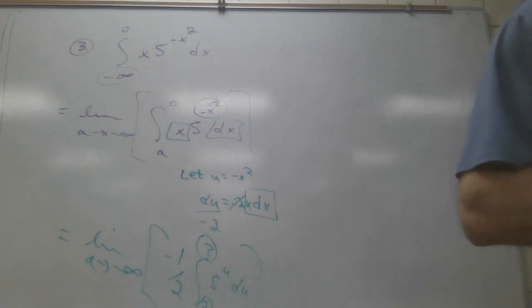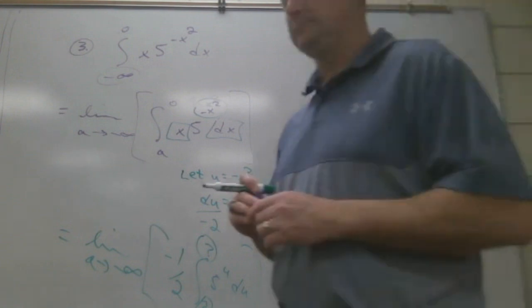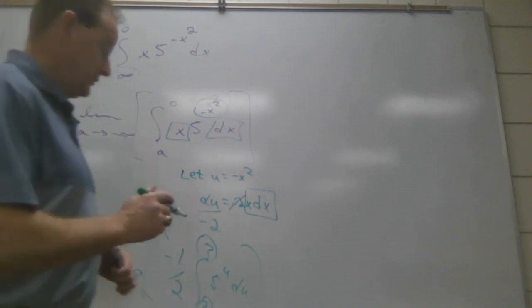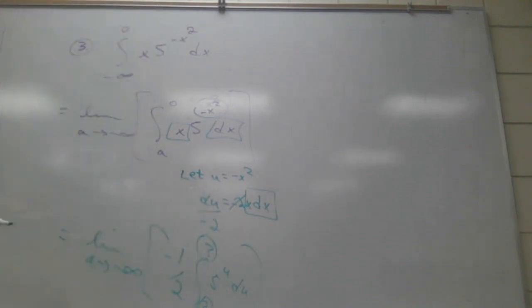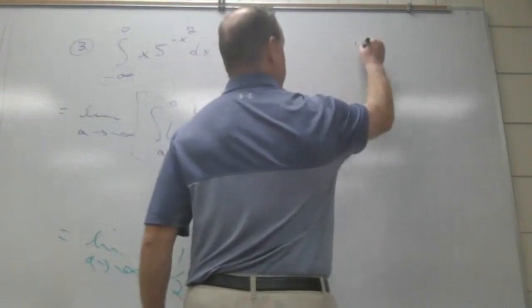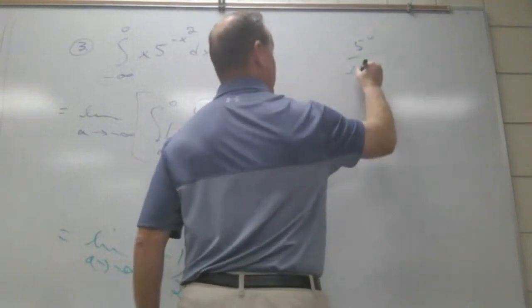I think so. I don't know. Where's that at? Back in chapter 5. Is it times ln 5 or divided by ln 5? Right. So the derivative of 5 to the u would be 5 to the u times natural log of 5, right? So the antiderivative of 5 to the u is 5 to the u divided by natural log of 5, isn't it?